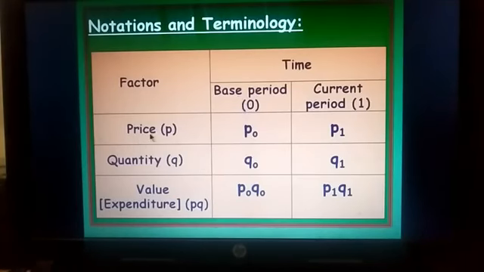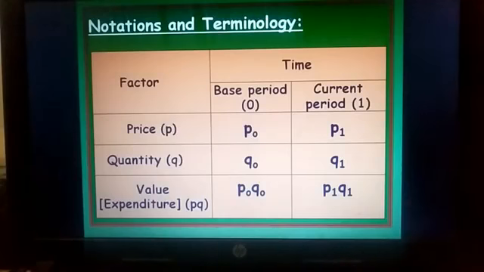Then this is quantity Q. In the base period it will become Q0. In the current year this quantity becomes Q1. Value or expenditure is nothing but PQ. In the base period, this PQ will become P0 Q0, with subscript 00 as the indication of the base period. Then the current period value will obviously be P1 multiplied by Q1.